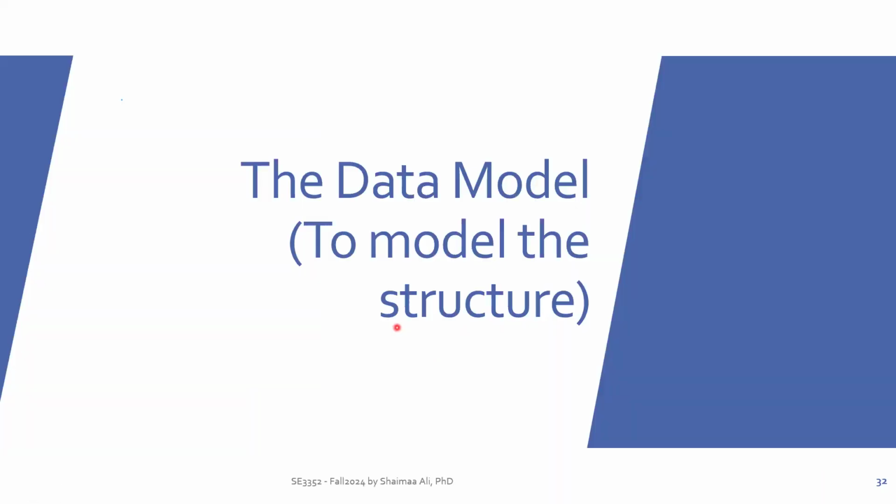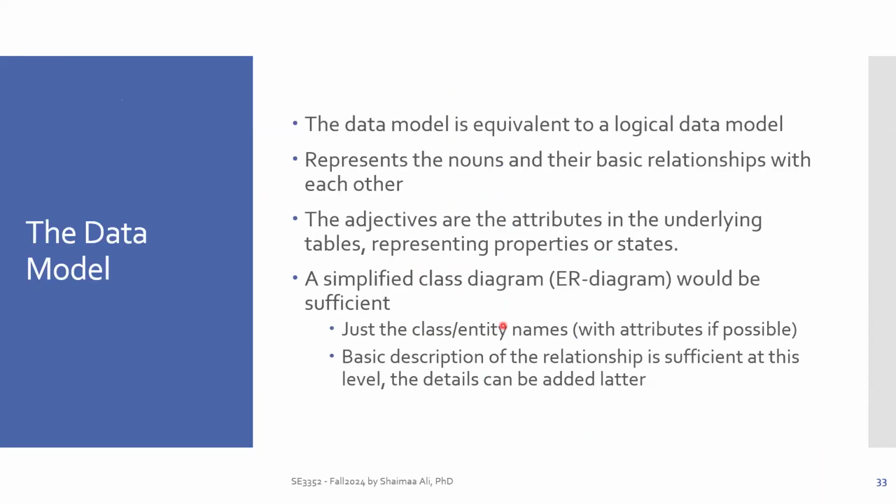Now the next model is the data model, okay? It is to model structure, not behavior. So this is pretty much the high level point of view that eventually will lead to the entity relationship diagram that you learned in the database management course, or the class diagram. Okay, so this is a high level.